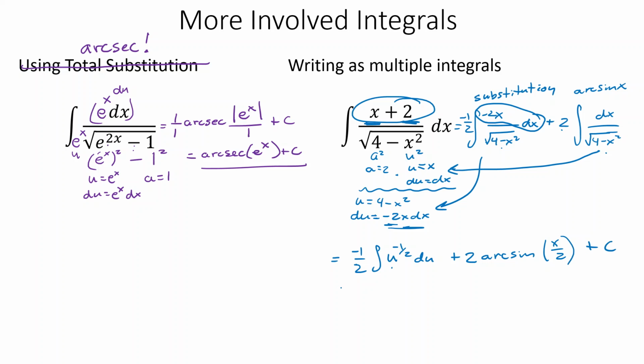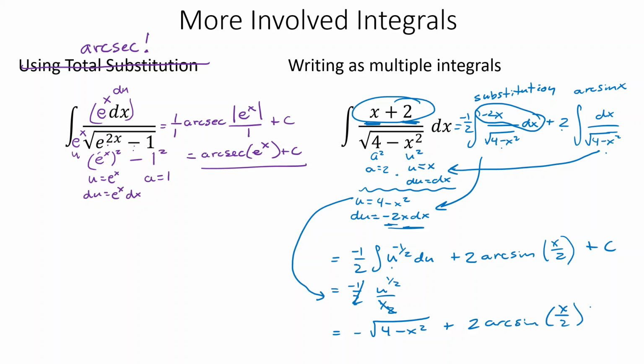Now we just got to do this guy. So negative 1/2 u to the 1/2 over 1/2. And these 1/2s are going to cancel. We still have the negative sign though. So we're getting negative the square root of u. And u for this guy is right here. So it's going to be negative the square root of 4 minus x squared plus 2 arc sine x over 2 plus c.